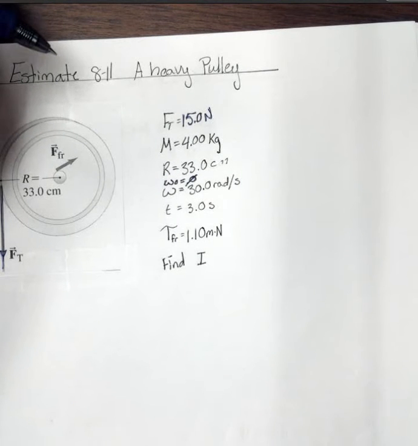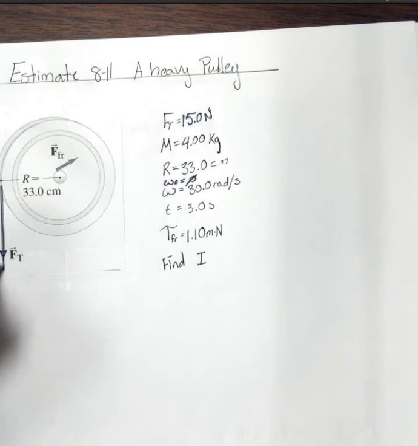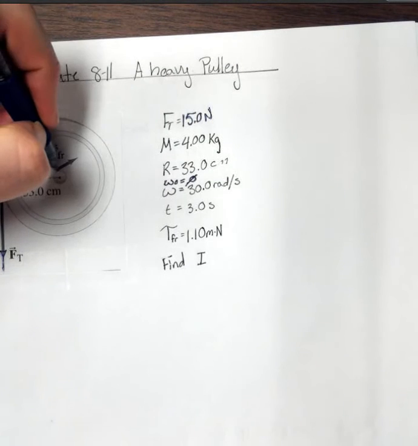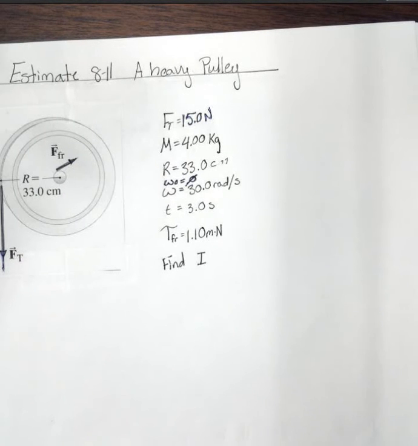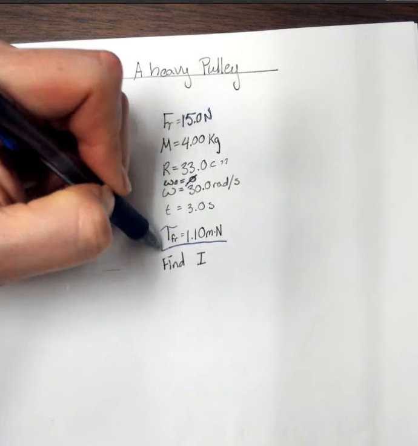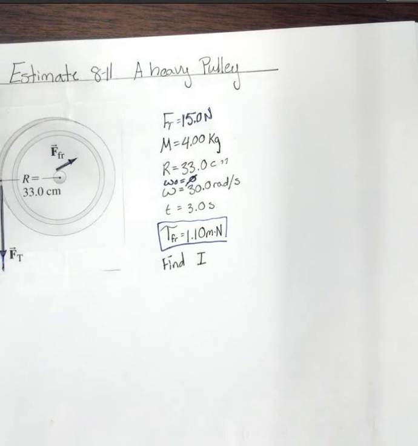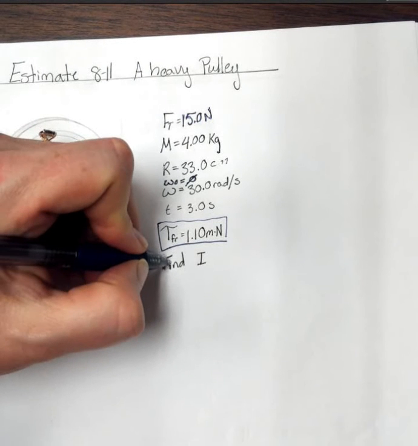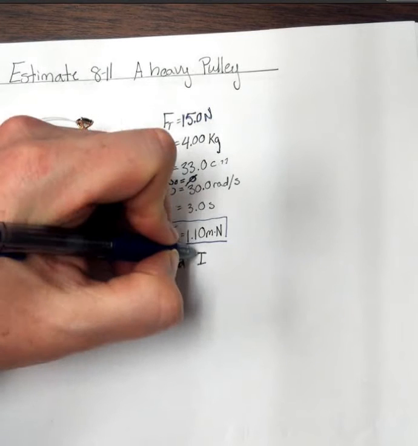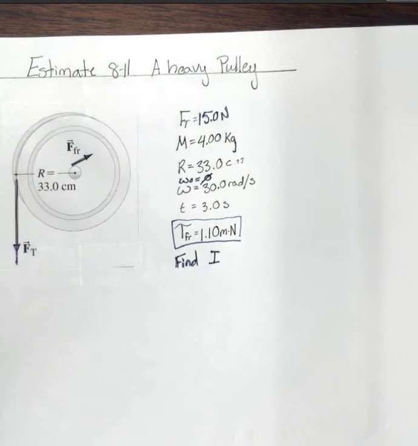But it didn't occur exclusively from this force of tension. There was a resistive force from friction at its point, and that force of friction at the radius where it acted gave you a torque of 1.10 meters times newtons. So we want to know, given all of this information, can we find the moment of inertia of this heavy pulley?